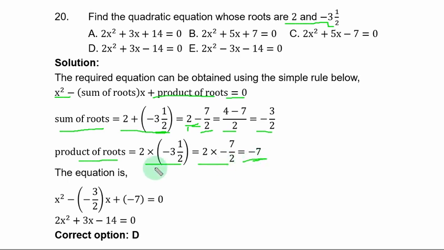The equation is S squared minus sum of roots times S plus product of roots equal to 0. Multiply through by 2 to clear fraction. So you have 2S squared. Minus times minus is plus. You multiply this term by 2, you have 3S remaining. Plus times minus is minus. Multiply 7 by 2, you have 14. By this, the correct option is D.